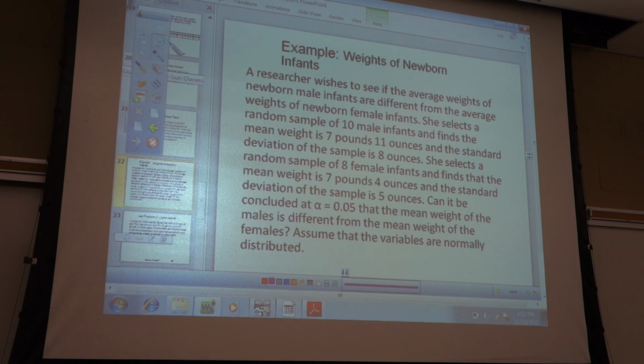Great. All right, so is this a mean or a proportion? Mean. How do you know it's a mean? It says mean, it says average. Standard deviation is in there somewhere as well. Okay, so is it a Z table or T table? T table. What's my degrees of freedom? Sample of 10, sample of 8. Use the smaller n, so it's going to be 7.